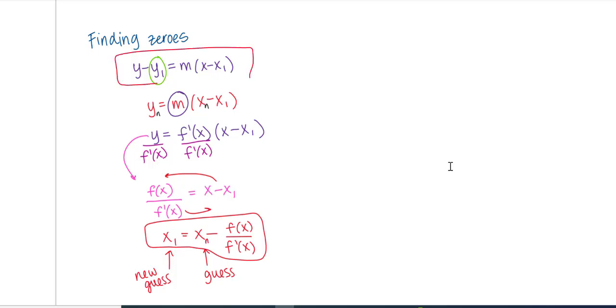It's really just coming from writing the equation of that tangent line. So m is our slope, our derivative, and since we're looking for a 0, y sub 1 is 0. And then it's just solving for x sub 1. So that's not necessarily anything new, we're just maybe using it in a different way.